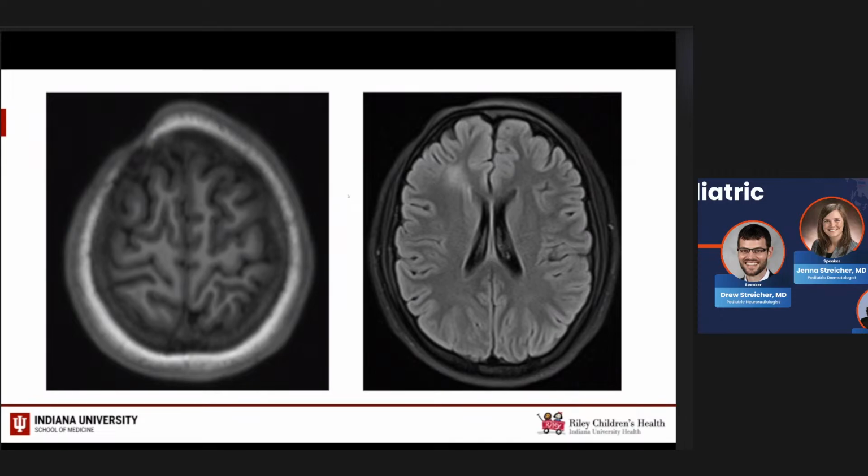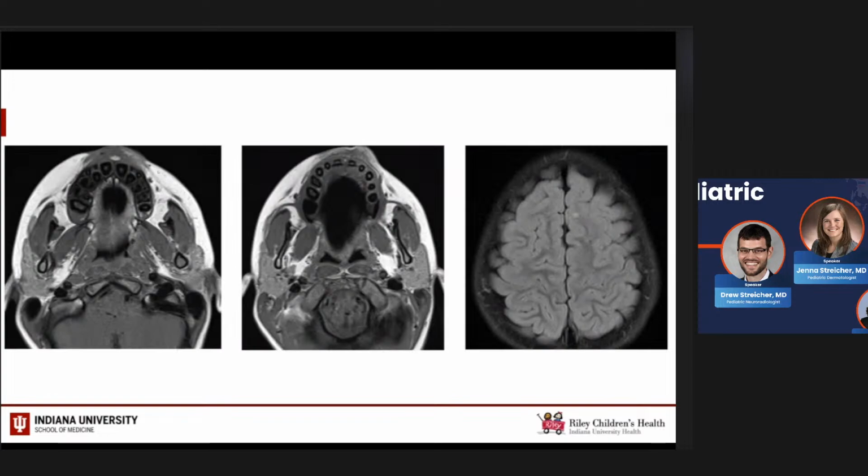Here's another example. Again, subtle findings. This would be really hard for us to appreciate prospectively without the history. But there's very subtle asymmetry of the facial subcutaneous fat. You can see that the left is a little bit decreased relative to the right as far as the bulk of that subcutaneous fat. Also, if you look at the left maxilla, this patient has a little bit of hypoplasia of that left maxilla, just a little bit smaller than the right. So it has another feature.